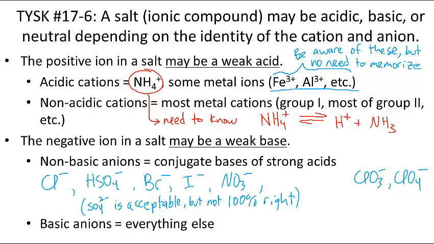So basically you have a few cations that are acidic, and then everything else is not acidic. And you have a few anions that are not basic, and everything else is basic. So when you look at a salt, you want to first split it into the positive ion and the negative ion. Ask yourself, is the positive ion acidic? Is the negative ion basic? And then decide, all right, is the salt overall going to be acidic or basic or neutral?